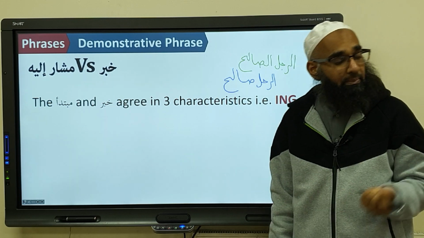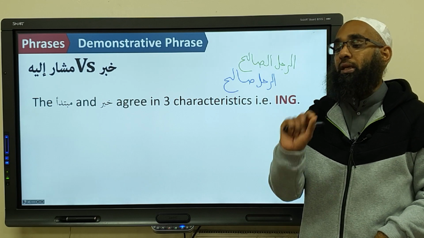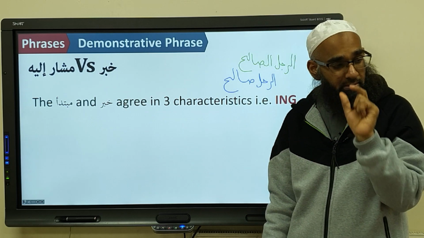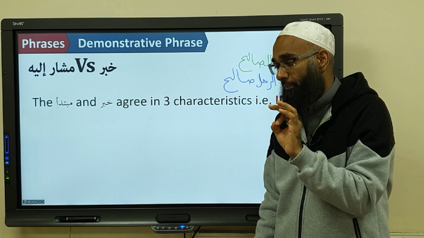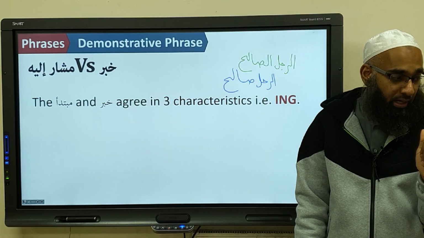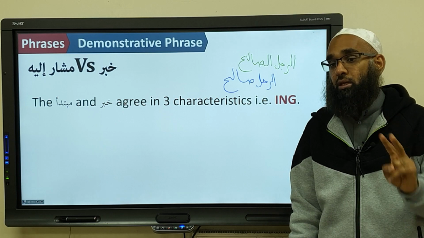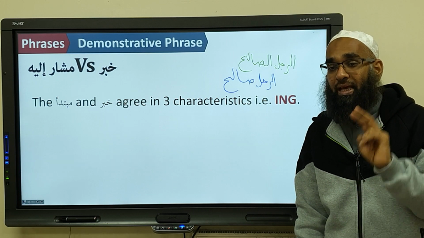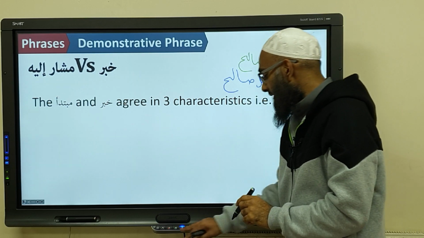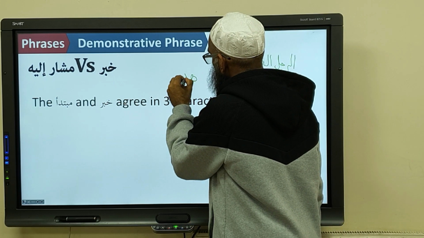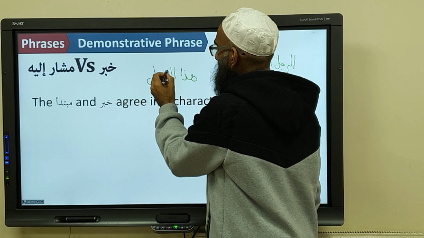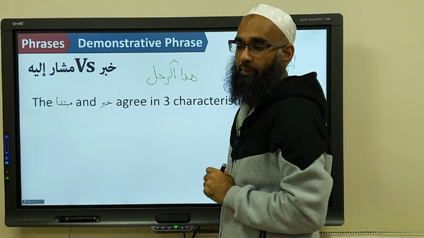The same concept applies to ismul ishara and musharun ilayh. If the word after the ismul ishara has what? Alif lam, it becomes the musharun ilayh. Because you mentioned before, the musharun ilayh must have what? Alif lam. So if I have here, هذا الرجل. So this has alif lam, that's a musharun ilayh.